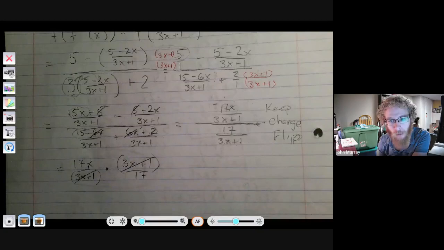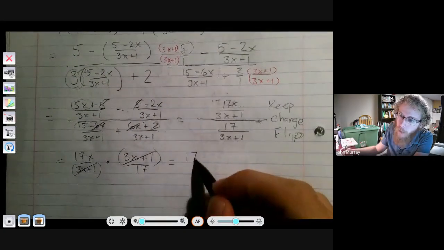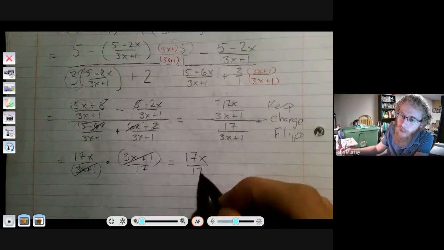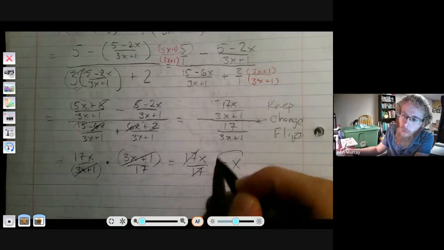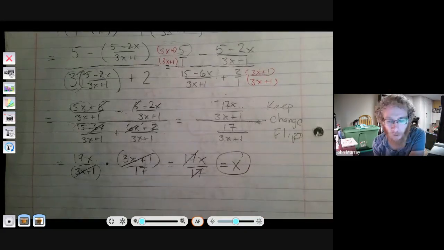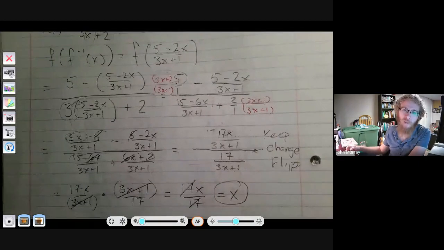If you had a 2 over 2, they would both be gone. So this becomes 17x over 17, and what do you know? The 17s eliminate, and we're left with x. All right, so I'll bring that down so you can see everything that happened.